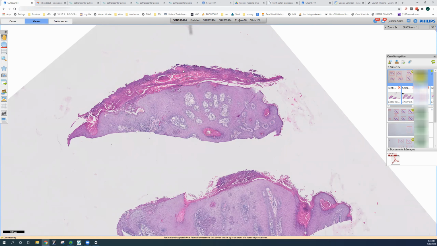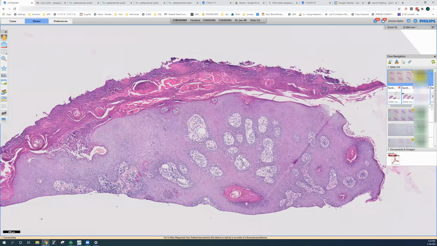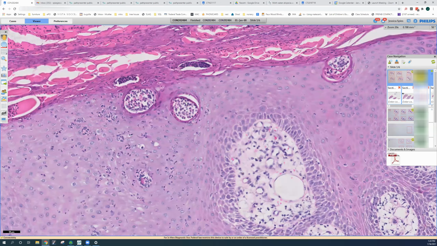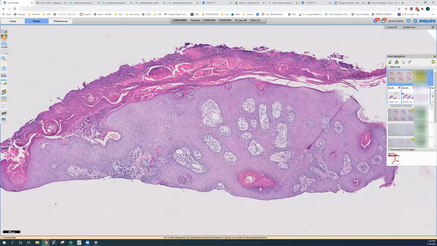You can see here that we've got a lot of inflammatory scale crust. We've got lots of serum, lots of neutrophils, parakeratosis. Look at this neutrophilic spongiosis, like you would see in psoriasis.